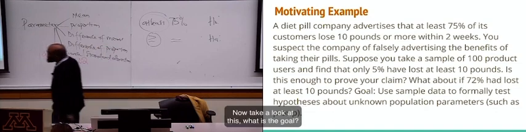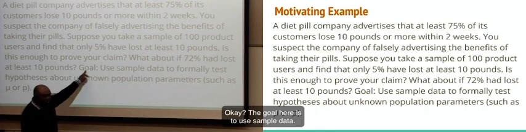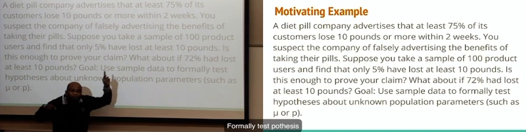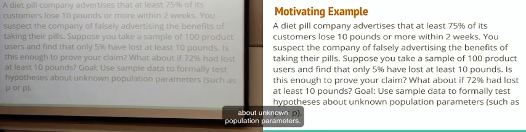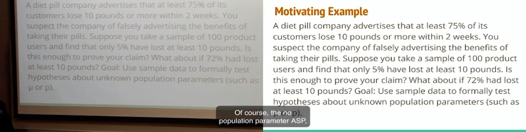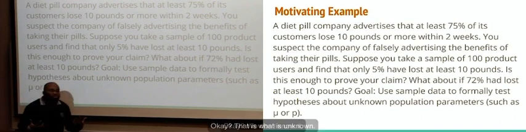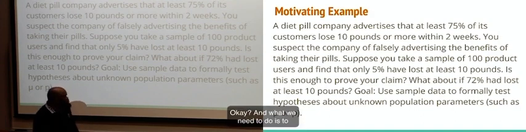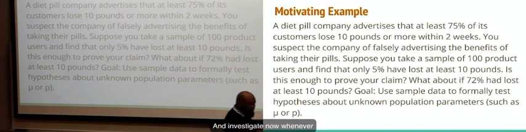Now, take a look at this. What is the goal? Okay, the goal here is to use sample data to formally test hypotheses about unknown population parameters. Of course, the unknown population parameter here is P. We're talking about proportion. That is what is unknown. We don't know it. And what we need to do is to take a sample of data and investigate.